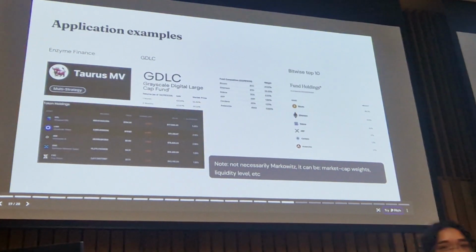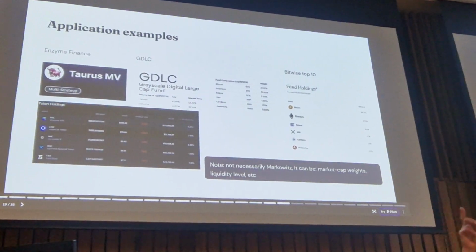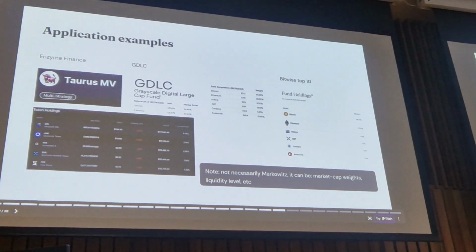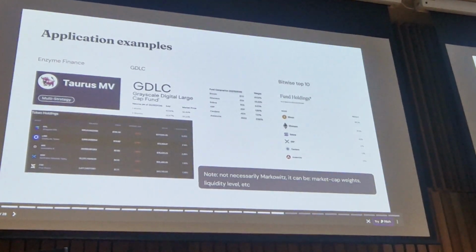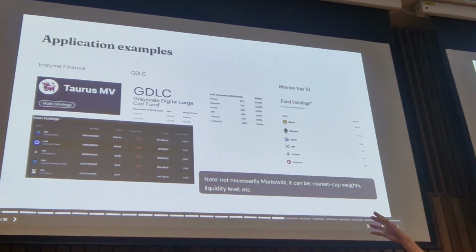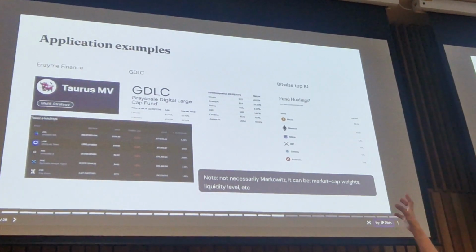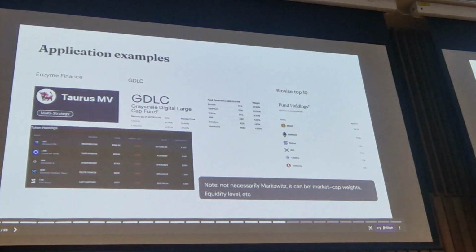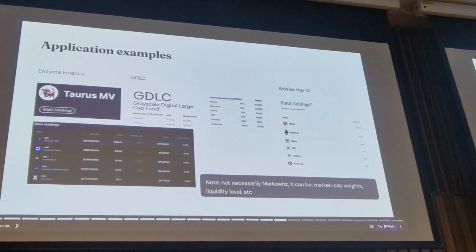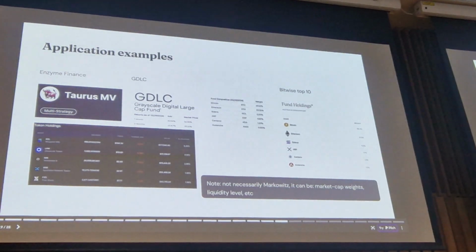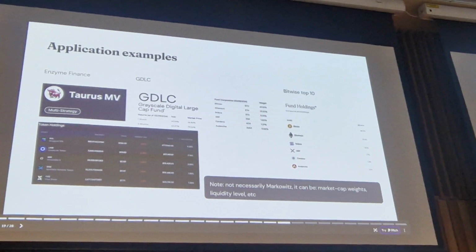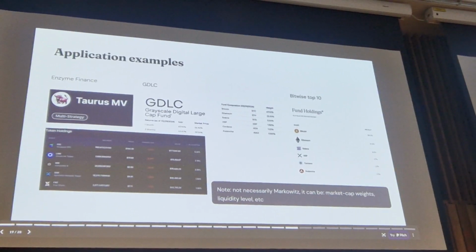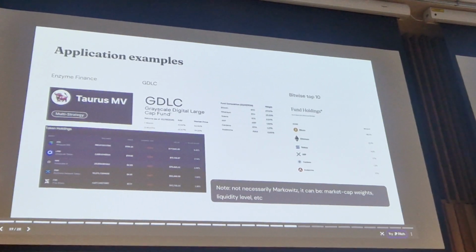So, an application example: if you know Enzyme Finance, it's one of the DeFi protocols. They've built funds around the tokens, and you can see they disclose the asset allocation here. Fund Bitwise and then GDLC, and there are a lot of things actually. You can Google crypto index funds. Each fund management has their own funds. That's what we do as well.